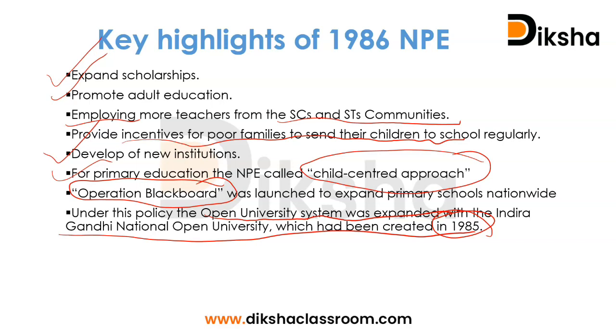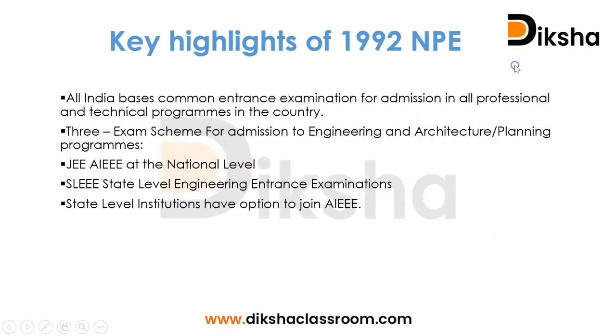Okay, so these were the key or important highlights of National Policy on Education 1986: expanding the scholarship, promoting adult education, employing teachers from SC/ST, providing incentives, developing institutions, having a child-centered approach, then having the Operation Blackboard, and finally expansion of the open university system. So that's it. Now we are moving to the final aspect of national policy of education, that is the National Policy on Education of 1992.